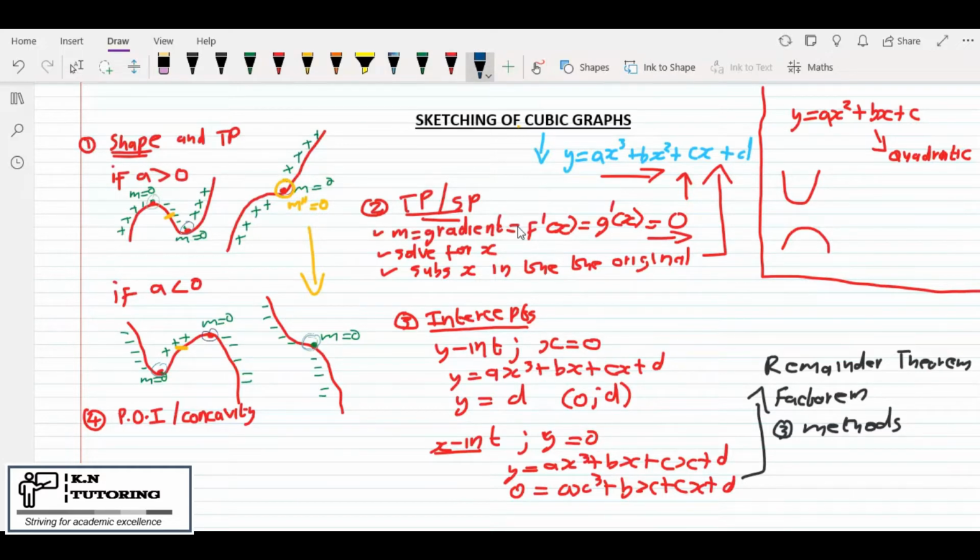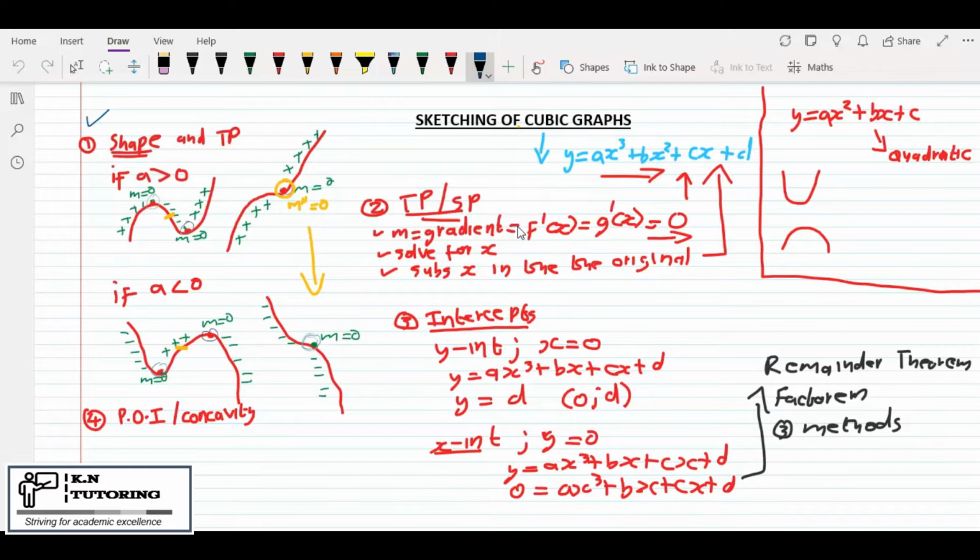The first thing that you need to do is look at the shape. If your a is greater than 0, you've got two options there. And if your a is less than 0, you've got two options there. Similarly, I can also explain what turning points and stationary points are, which is the second thing that you need to determine. How do you determine that?